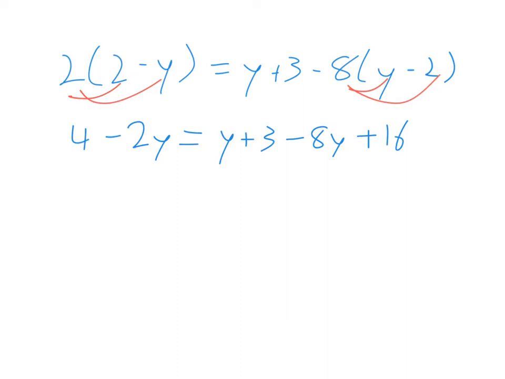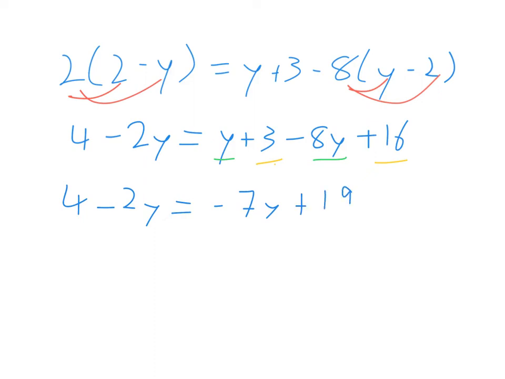Now, before we start trying to move all our y terms over to the left and our regular terms over to the right, it might be a good idea to simplify them a little bit first to make life easier. So on the right hand side we have some y terms and some regular terms already that we can actually add together and simplify. So keep the left hand side the same for now. y take away 8y will give us minus 7y. 3 plus 16 will give us 19.